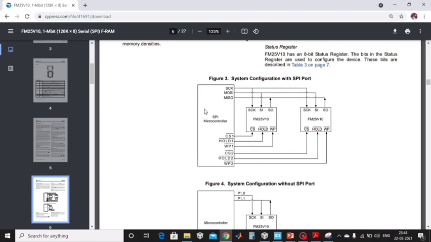So suppose master wants to communicate with this device, then it will lower the chip select pin of this device, and the chip select pin of the other device is high. Since the chip select pin for that device is high, it will not take part in the communication. So it will not take the data from this bus. Only the device which has chip select pin low will take part in the communication.